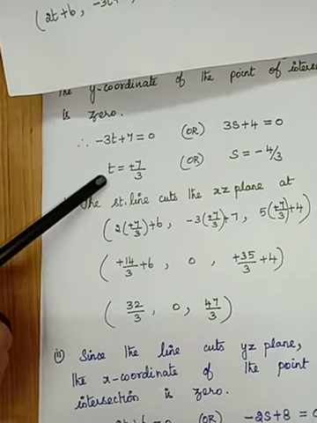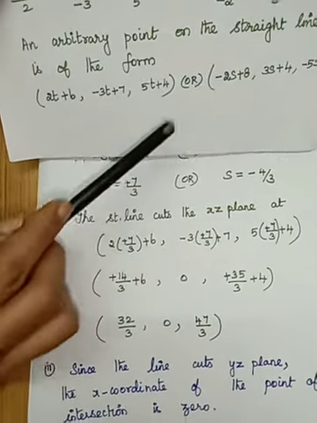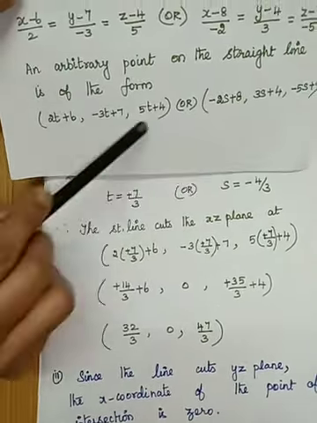After finding t, it has to be substituted in this point. So when t is equal to 7 by 3, what will come? 2 into 7 by 3 plus 6, minus 3 into 7 by 3 plus 7, and 5 into 7 by 3 plus 4. Here 2 sevens are 14, so 14 by 3 plus 6. When you take the LCM, 18 plus 14 is 32 by 3. And here the 3 cancels, so it is minus 7 plus 7, that is 0.